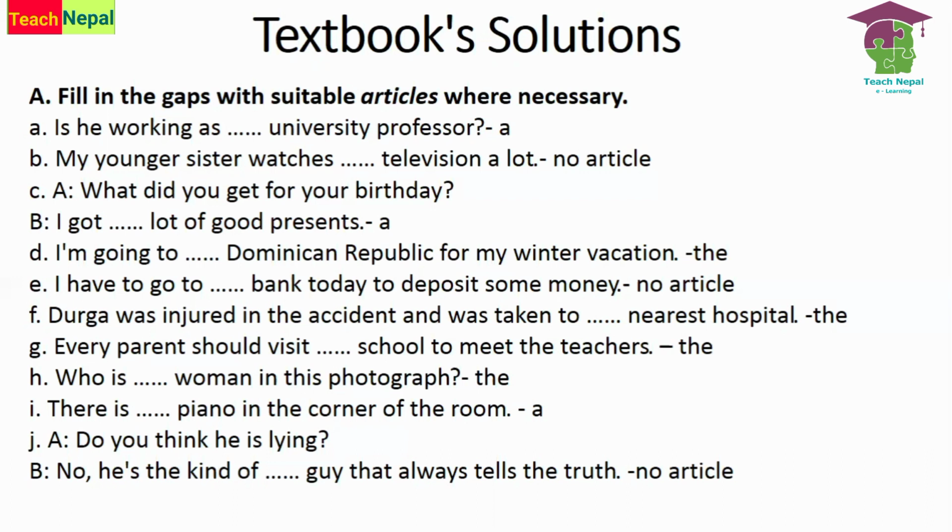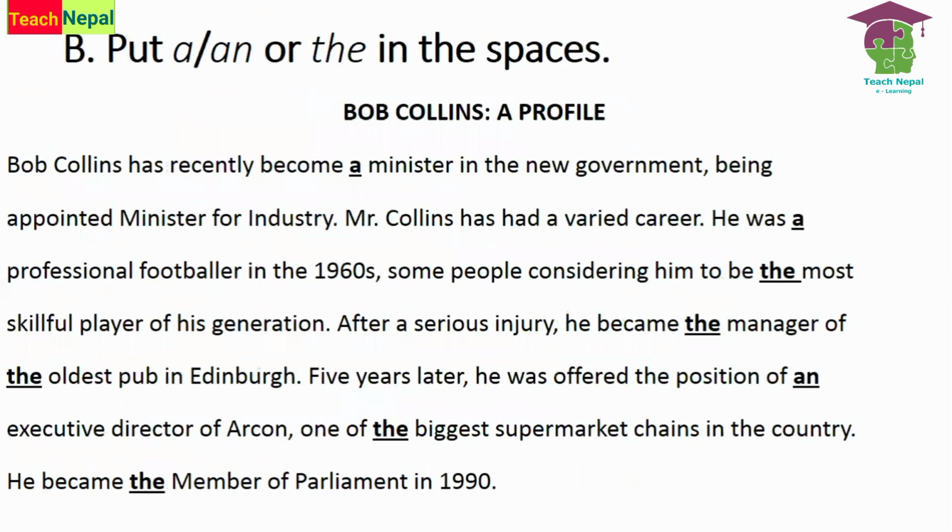Every parent should visit the school to meet the teachers. If you want to visit the same teacher, then you should visit that same school, right? Who is the woman? Focusing on the woman, right? There is a piano, right? So last match, no, he is the kind of guy. No article is used at all. So here in part B, I have underlined the answers. Bob Collins has recently become a minister in the new government, being appointed, right? He was a professional footballer. The most skillful, the manager, the oldest, an executive director, the biggest supermarket. He became a member of parliament. All right, in this way you can do these things.